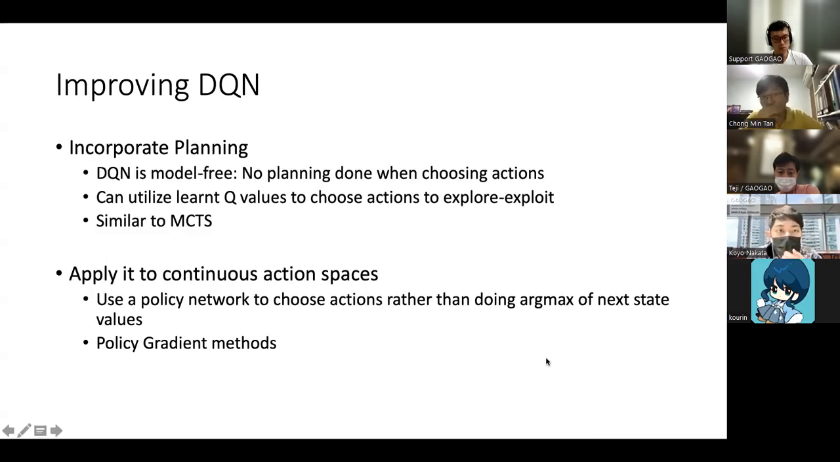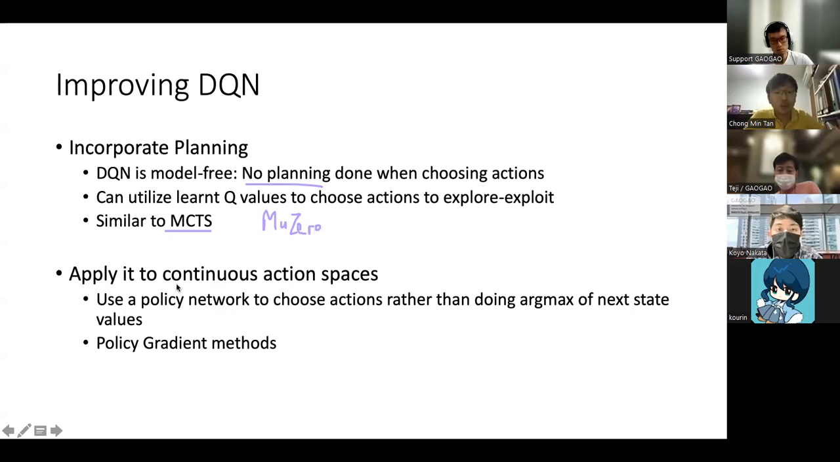How to improve DQN? One way is to incorporate some form of planning, because right now deep Q network is basically doing a random selection or greedy selection, but only for the current move. So if you can do some form of planning, you can actually improve the performance. You can use Monte Carlo Tree Search to do planning. If you do that, you'll get something like MuZero, which basically does that. They use Monte Carlo Tree Search for planning over this deep Q network.